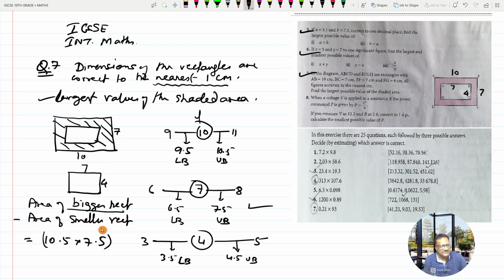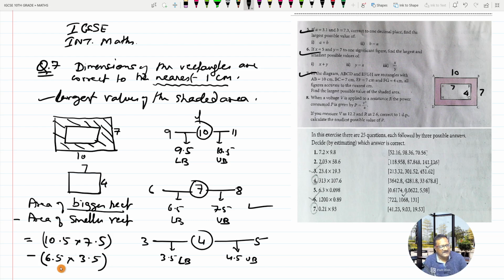And for the area of the smaller rectangle, you will have to take the lower bound, because if you take the lower bound, the quantity will be still lesser. So the lower bound you will take for the dimensions of the inner rectangle. So for 7 and 4, the lower bound will be 6.5 multiplied by 3.5, isn't it?